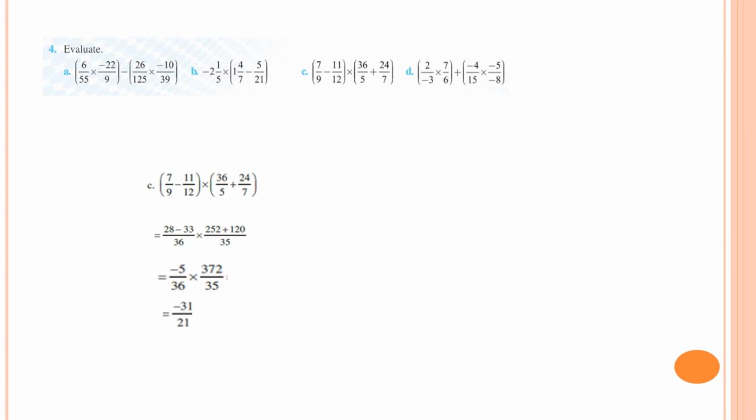So I will find the product of this, that is, I'll simplify. I get the answer as minus 31 by 21. So I convert that into a mixed form, that is minus 1 10 by 21.